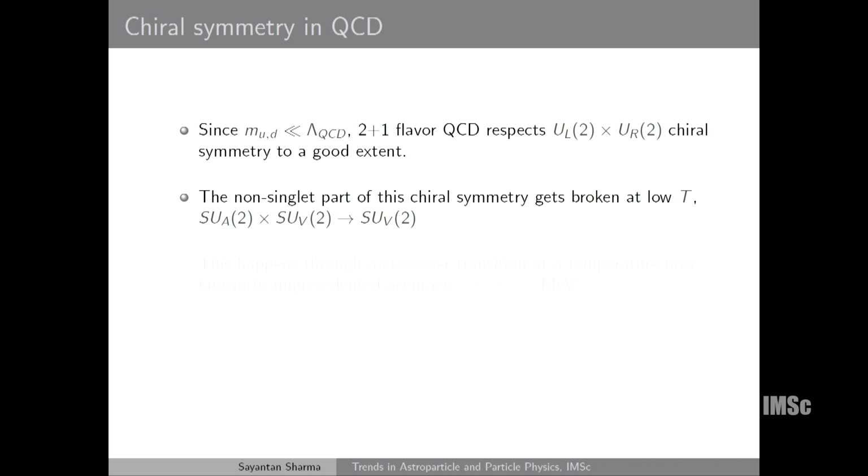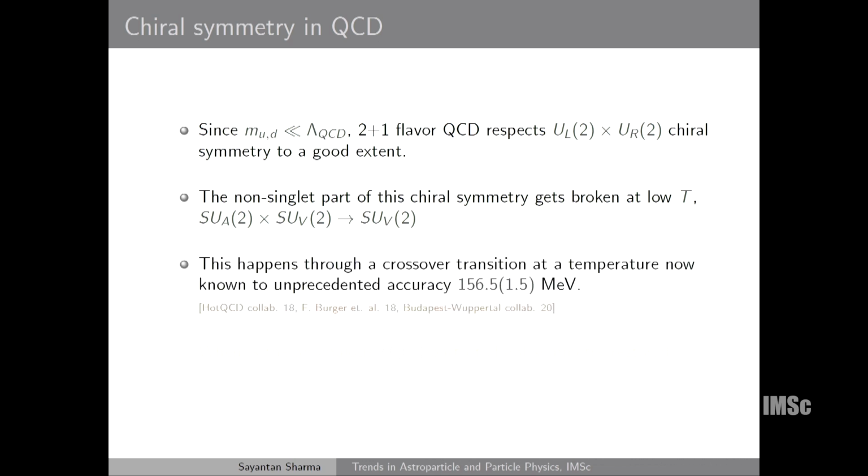So we know the phase transition happens, which is a crossover. I should not say a phase transition, but it is a smooth crossover. And we know the temperature at which it happens to a very unprecedented accuracy, up to 1% precision. I was involved in this work as a postdoc, and then there were some other groups also which confirmed this value. But this is the temperature at which the non-singlet part of chiral symmetry is restored, beyond which it is restored.